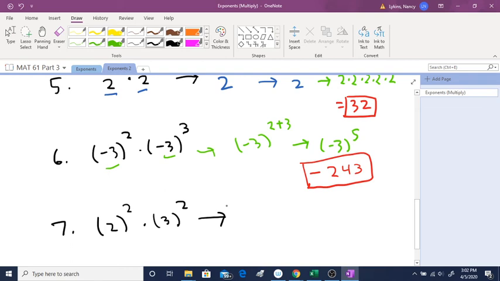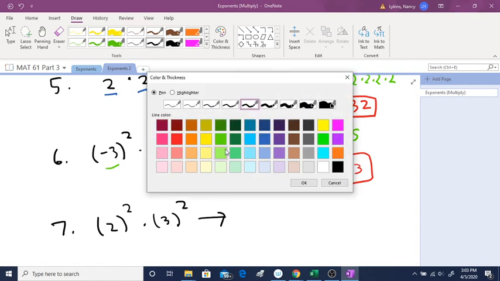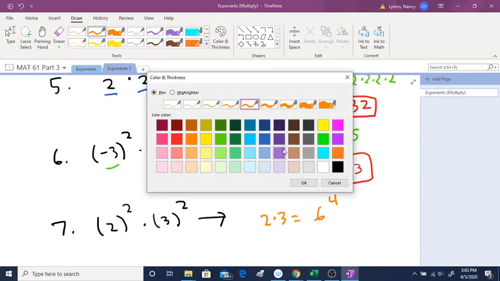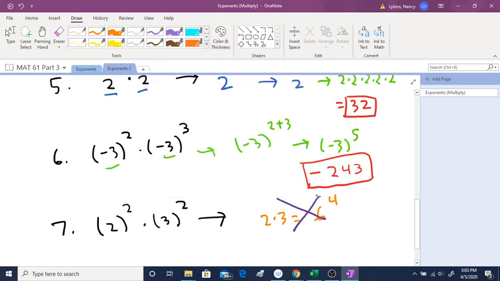Okay, let's say you have this problem on number 7. Say you have 2 squared times 3 squared. So we want to know what we need to do for this. Well, I don't know how many times I have seen it this way. We would say 2 times 3, which is 6, because I'm multiplying my bases, raised to the 4th power. I repeat, this is not how you do this.